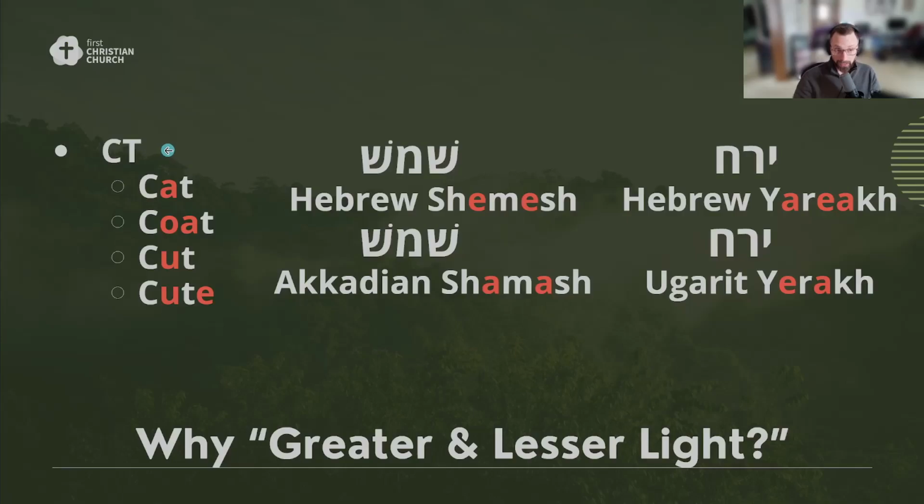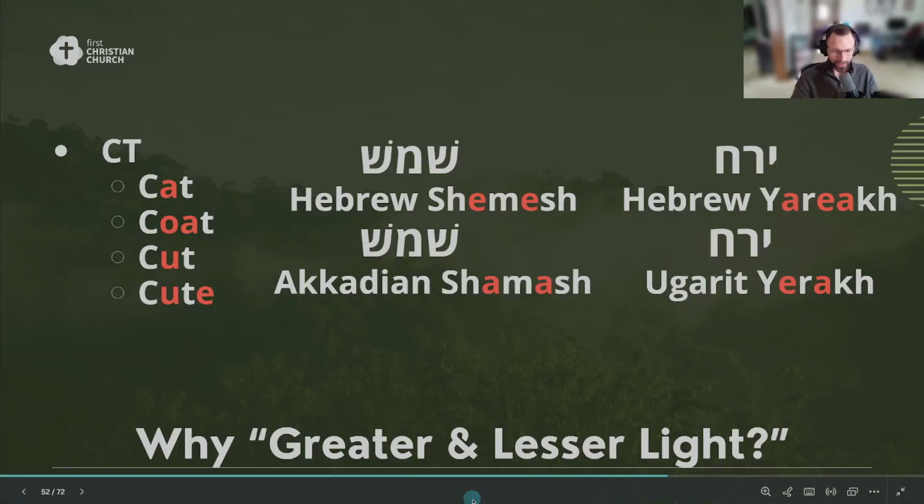Now, there's a lot of different words you can make with CT. Some examples here, you can make the word cat. You can make the word coat. You can make the word cut. You can make the word cute. So there are several different words that we can make here, all with different vowels that are highlighted in red.